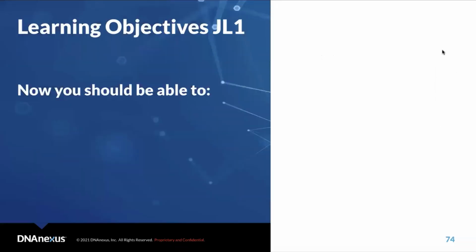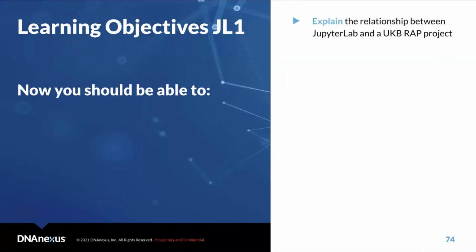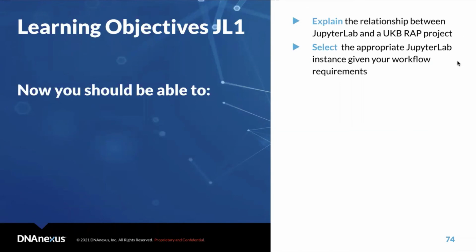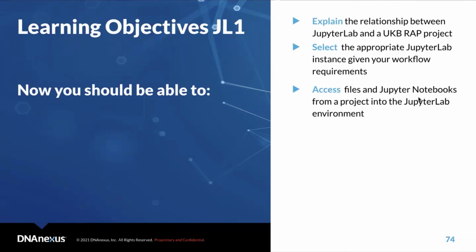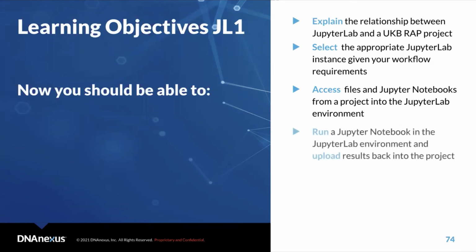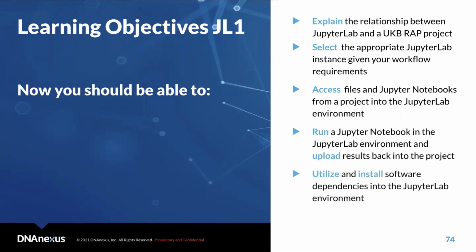So I know that it was a dense session, but let's summarize the objectives that we learned. We explained the relationship between JupyterLab and the UKB-RAP project regarding storage. We selected the appropriate JupyterLab instance given your workflow requirements. We also know how to access files from the project in the JupyterLab environment. We can now run a Jupyter Notebook in the JupyterLab environment and upload results back to the project. And we know that if we want to install some software dependencies, we can utilize them using snapshots.